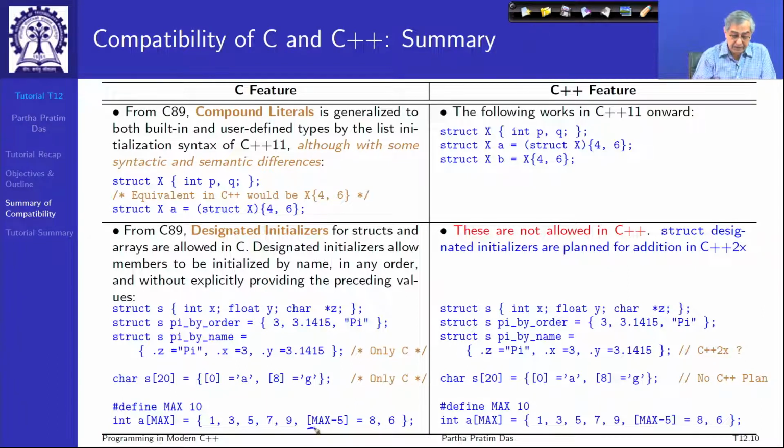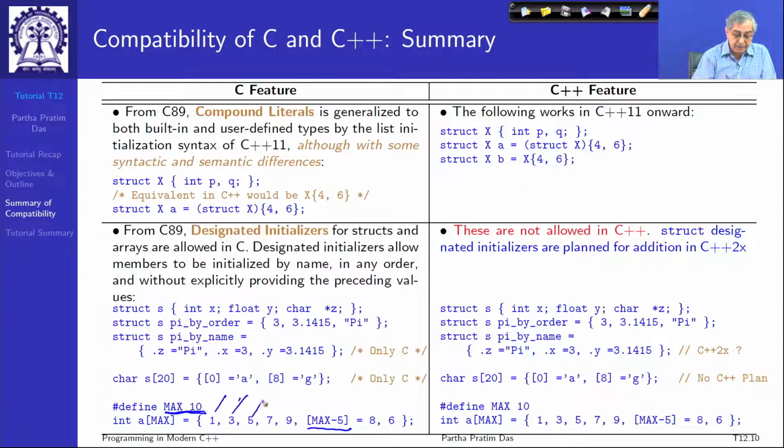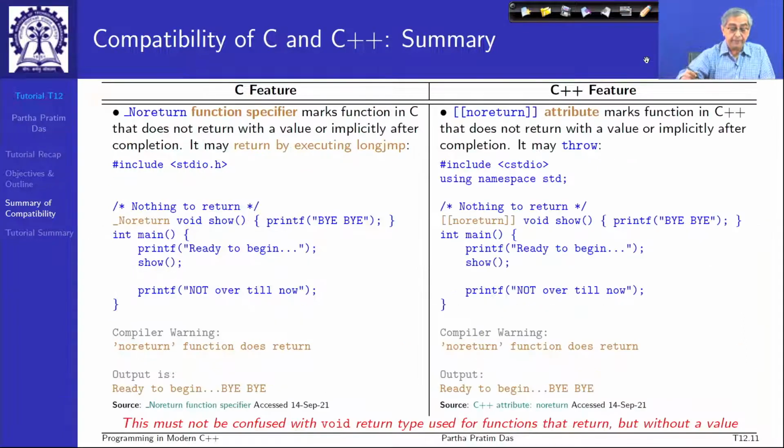For example, you can see here I have said that max is 10 and some initial elements are given in the order, and then I say max minus 5, that is 10 minus 5, fifth element is 8. I can mix this also in designated array initialization. So, this is the difference in terms of designated initializer for struct and array.